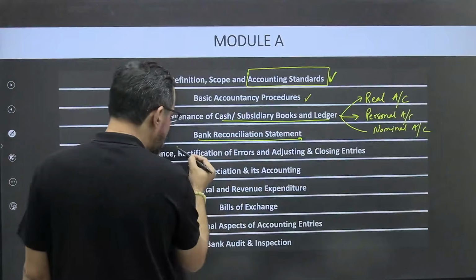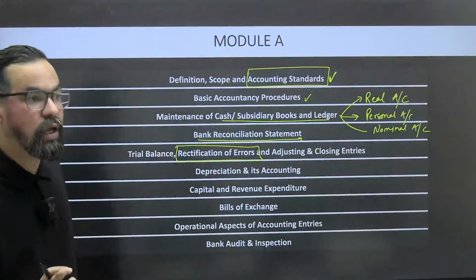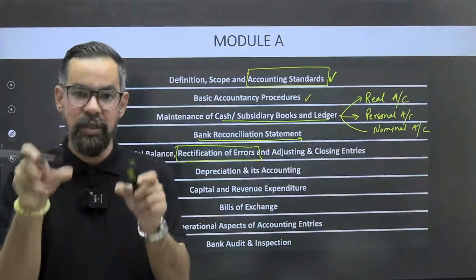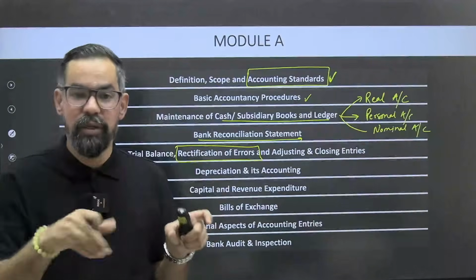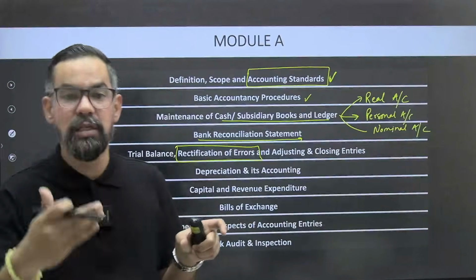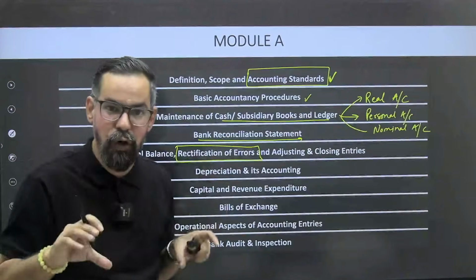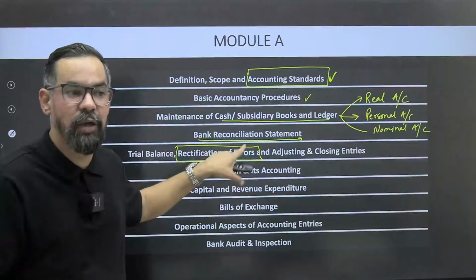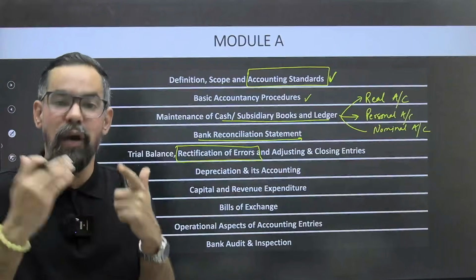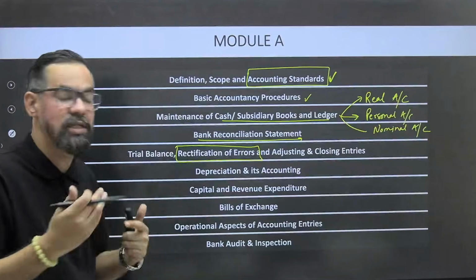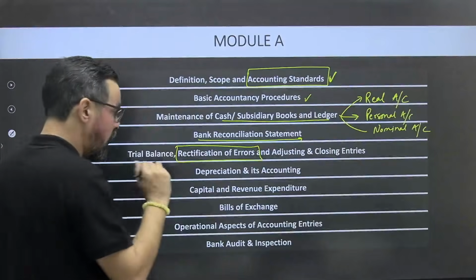From this particular unit, the error part is very important. Okay? So we have 2 types of errors: principal errors and clerical errors. Clerical errors are further categorized into 3 parts: compensating errors, error of commission and error of omission. Again, a similar set of match the following questions is based on this, and sometimes they'll give you some wrong entries and you have to rectify them. Okay? Then they'll ask which account will get debited and which account will get credited.